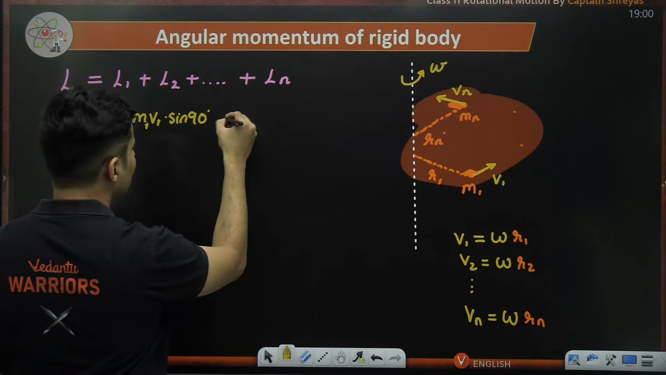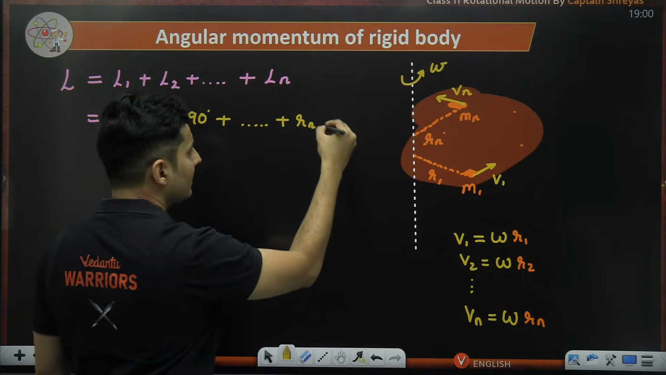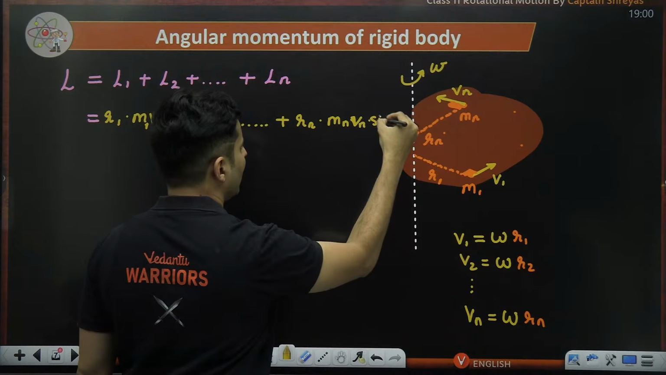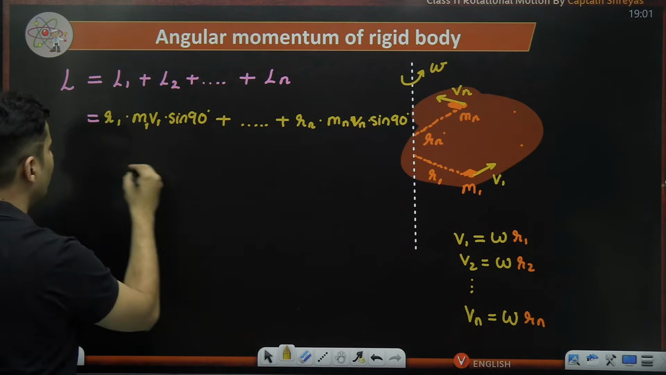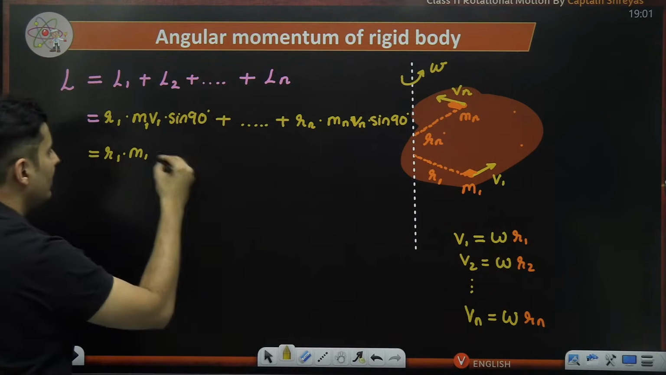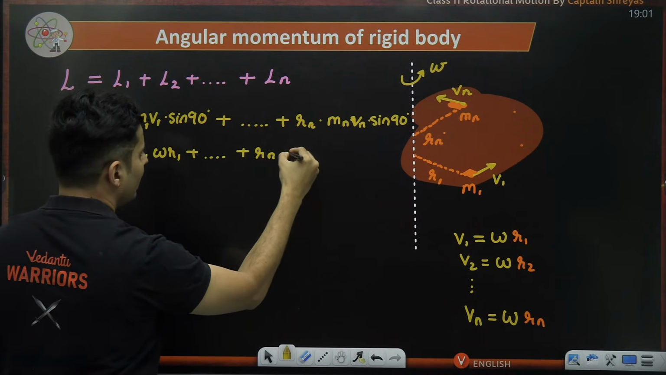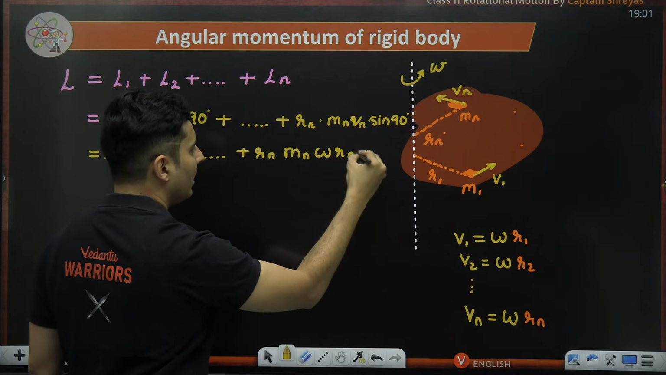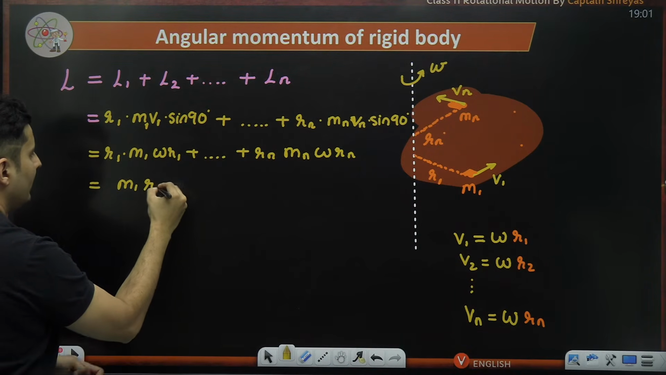This is the first term. Similarly, you will have the second term, third term, and the last term will be the nth radius into nth mass into nth velocity into sine of 90 degrees. This is how the sum is going to look. Sine 90 is 1 everywhere. And do not forget, all these velocities v1, v2 are nothing but omega r1, omega r2, like that. So the last one will be rn, mn. Instead of vn, I'm just going to put omega into rn. To write it in a better way, I'll write it as m1, r1 into r1 is r1 square.